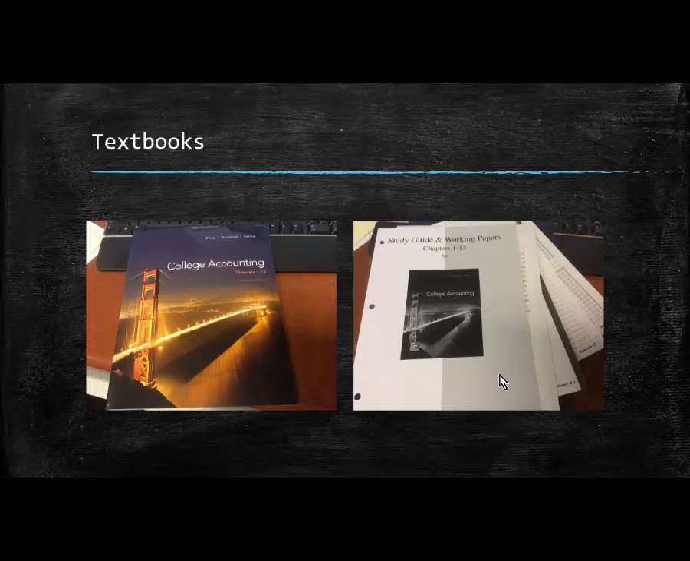So the book on the left is a regular textbook that has the information that we're going to study and read about and learn about, and the study guide and working papers is where we'll actually pencil and pen write out our problems and work on problems with accounting.